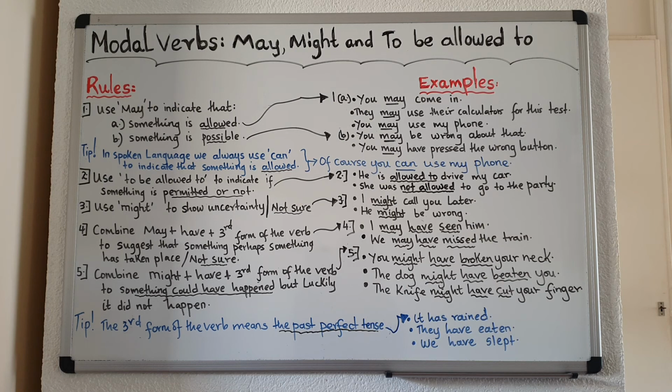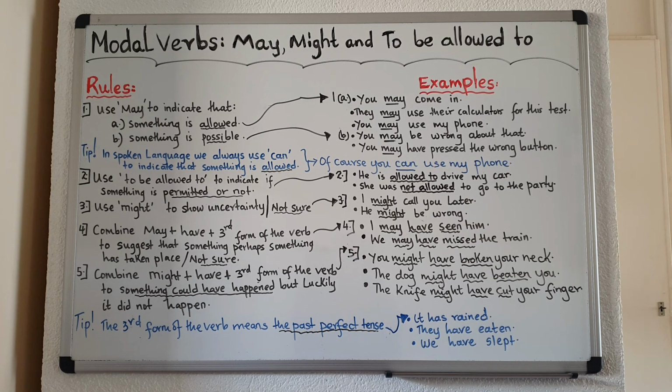Now, how do you do that? Look at the examples on the right. Examples 5. You might have broken your neck. Now, this means that you did not break your neck, but it could have happened. So you're very, very lucky that your neck is not broken. Okay? You might have broken your neck. You're very lucky because you might have broken your neck.